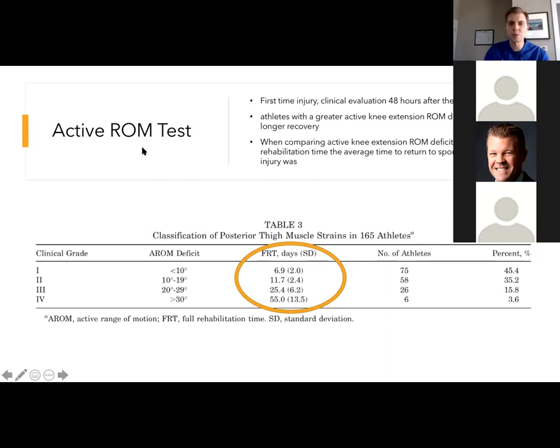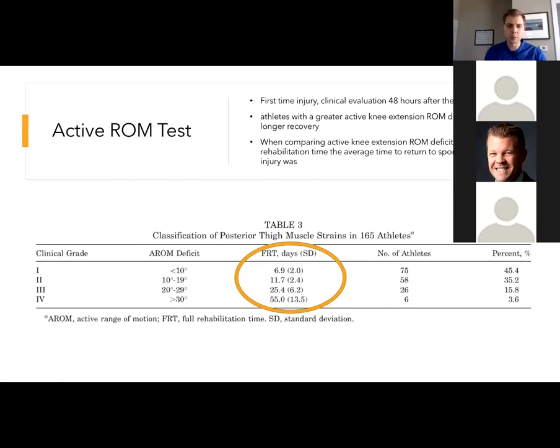So what they saw is with less than a 10-degree deficit, and this was measured actively in a 90-90 position supine, typical return to sport time was 6.9 days, and as you can see, there is a correlation that increases: from 10 to 19 degrees, it averaged out at 12 days, and then from 20 to 29 degrees, it was 25.4, and greater than 30 was 55.5. And I think it's really important to note that this wasn't a sprint group.